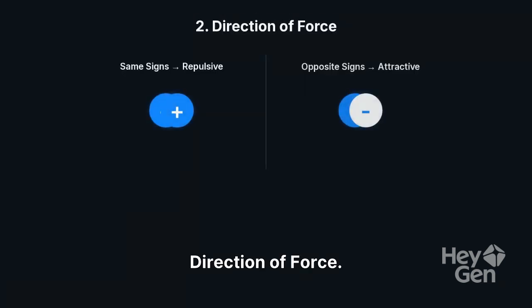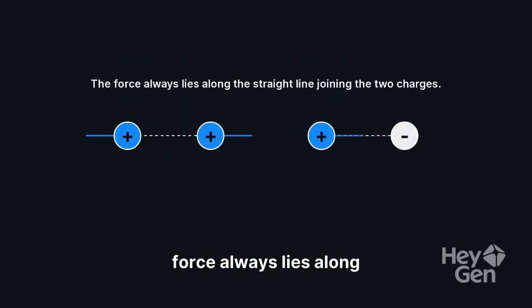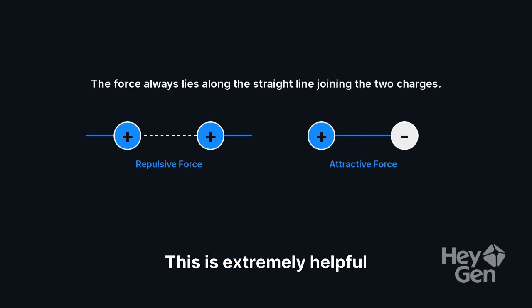2. Direction of force. If both charges have the same sign, the force is repulsive. If they have opposite signs, the force is attractive. And very importantly, the force always lies along the straight line joining the two charges. This is extremely helpful while solving vector problems.